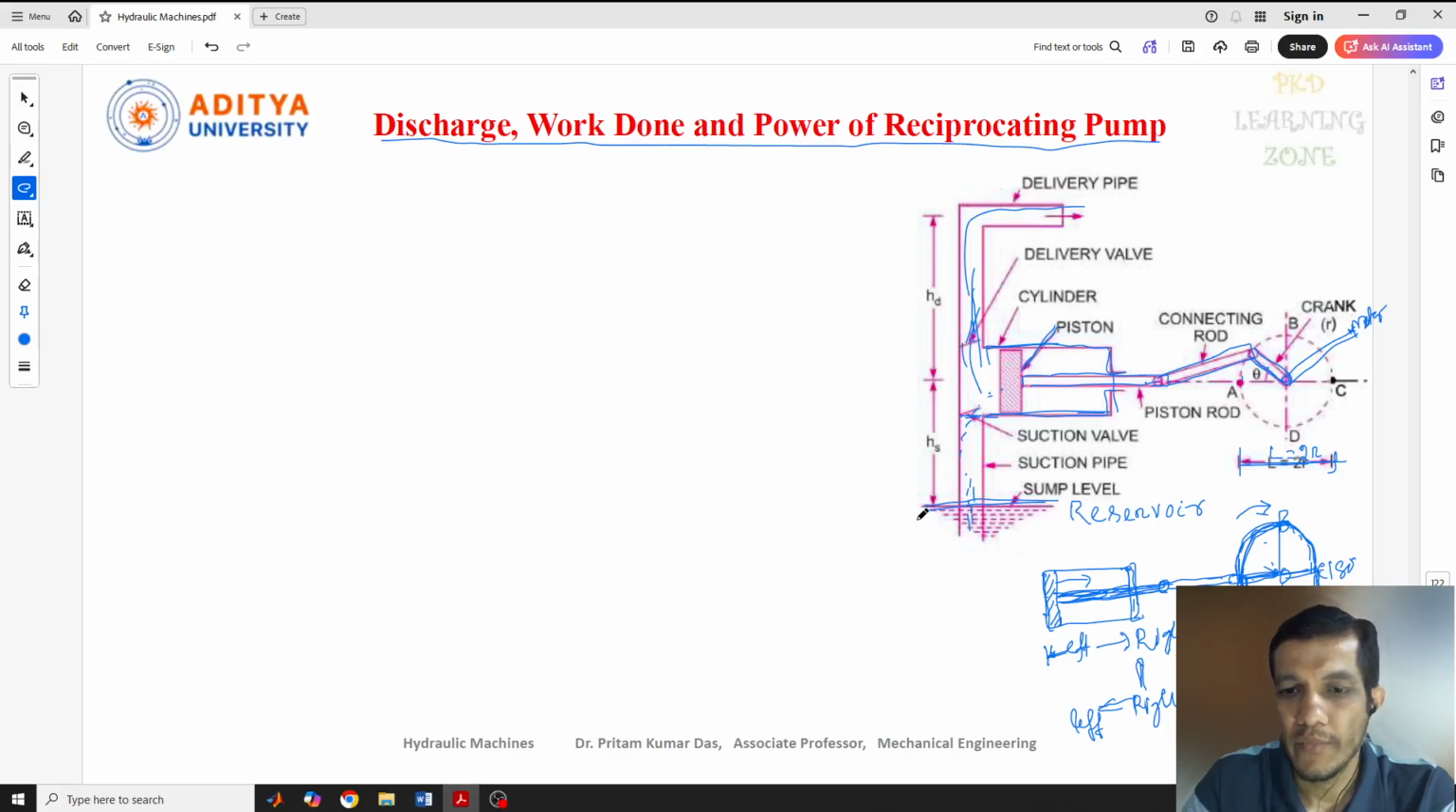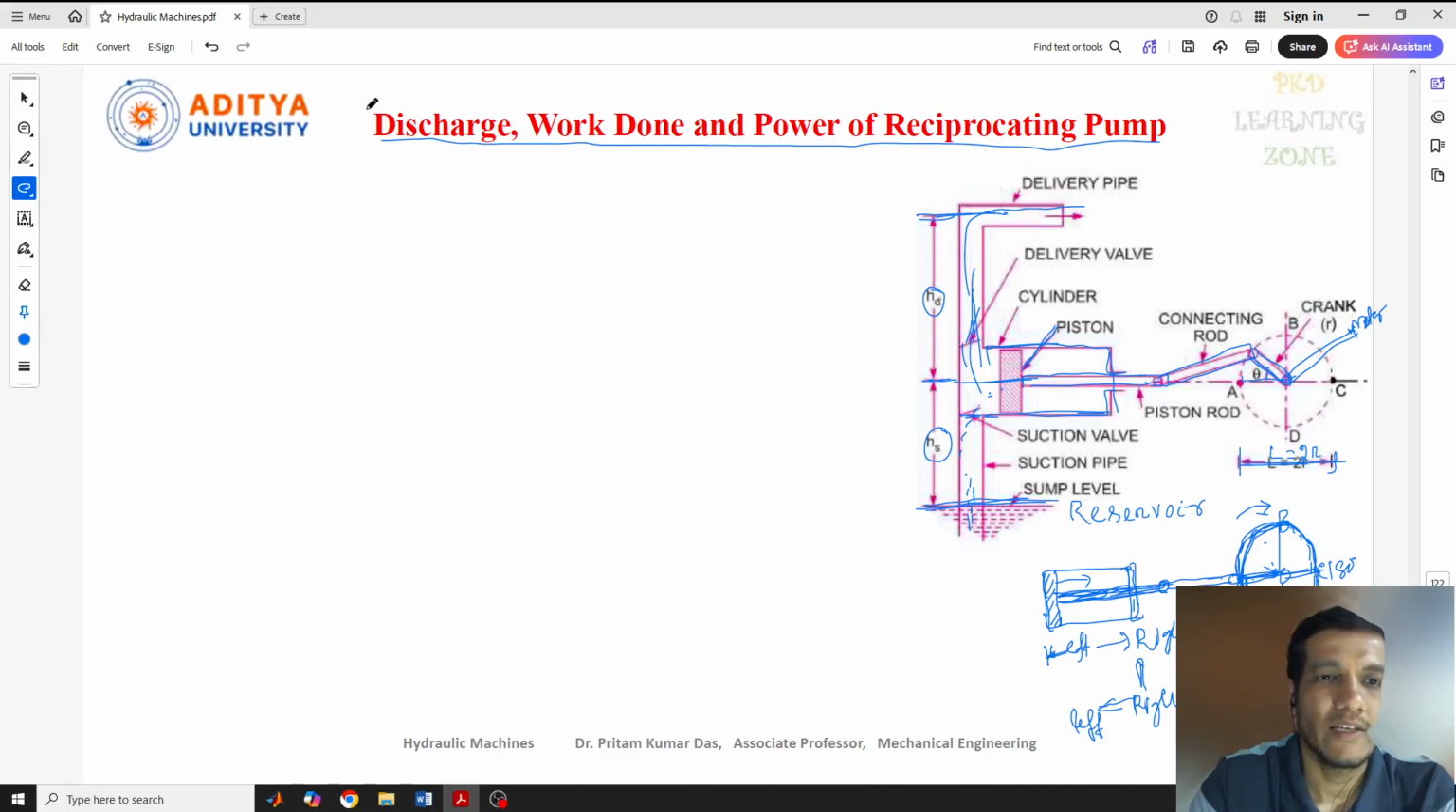Now see, from this sump level to this delivery point, the total distance or the total height, here it is the suction head, HS. So from this point, if you consider, this is your suction head and this is your delivery head. That's why it is HD. And this is theta, which is the angle of this, and the stroke length.